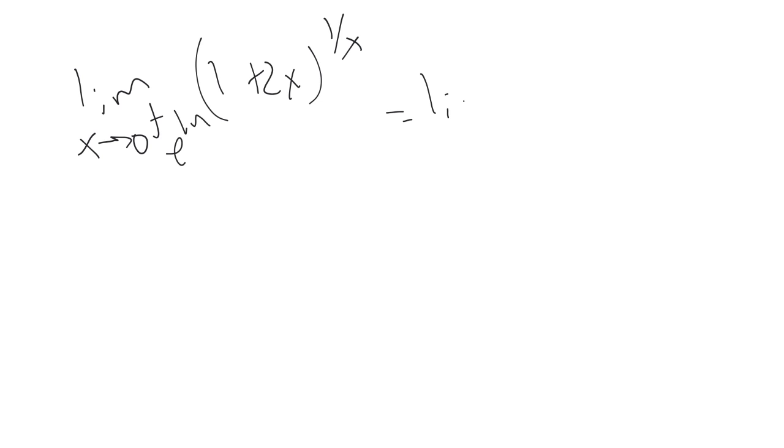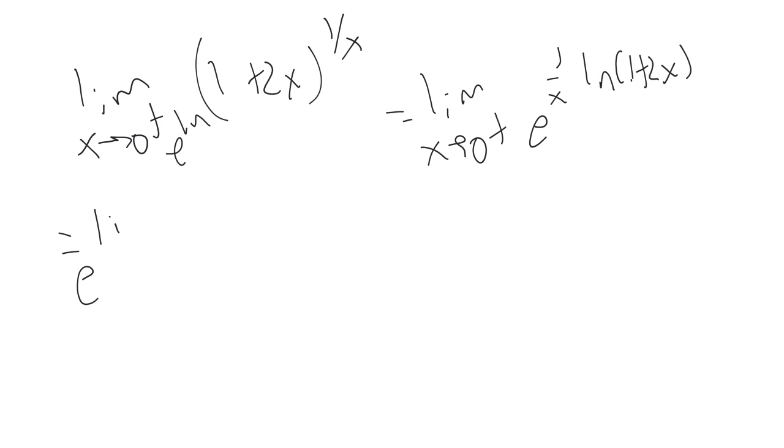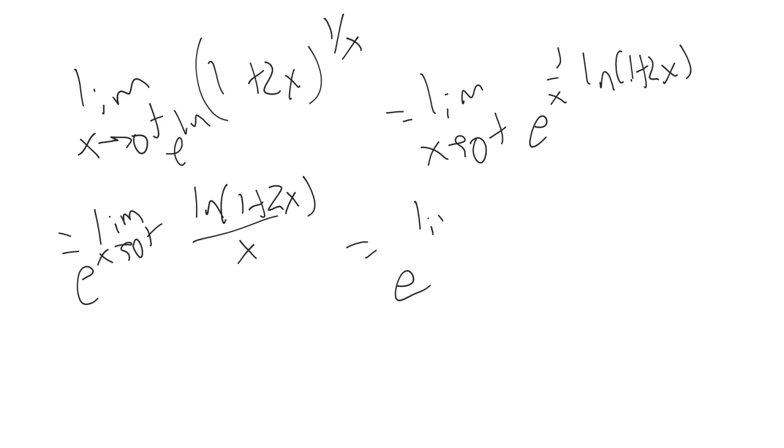And so then I'm going to get, up top, I'm going to use the logarithm rule and get 1 over x, and then ln of 1 plus 2x. And now limits can go inside continuous functions. I believe we've talked about that some, and e to the x is continuous. So I'm going to do the limit up here. And this limit, if you plug in 0, you get 0 over 0. So up there in the exponent, I'm going to use L'Hopital's rule.